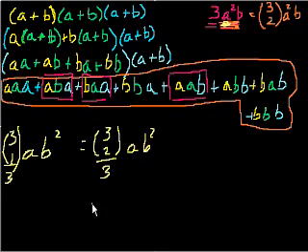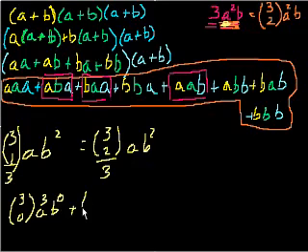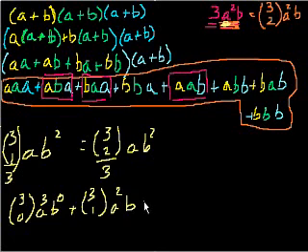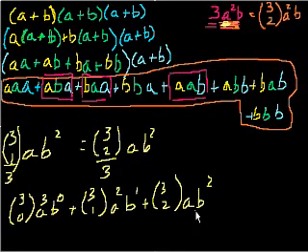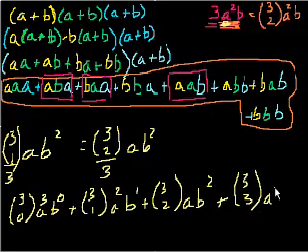Essentially, when you're doing the binomial expansion of this, let me just rewrite it again. This is a plus b to the third. It's 3 choose 0 of a cubed b to the 0, plus 3 choose 1 of a squared b to the 1, plus 3 choose 2 of a b squared, plus 3 choose 3 of a to the 0 b cubed.